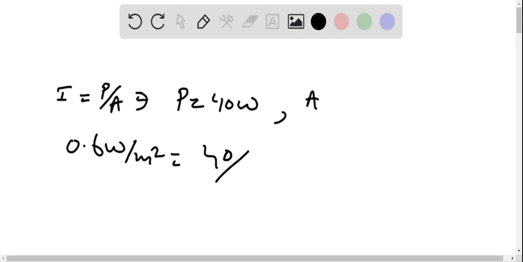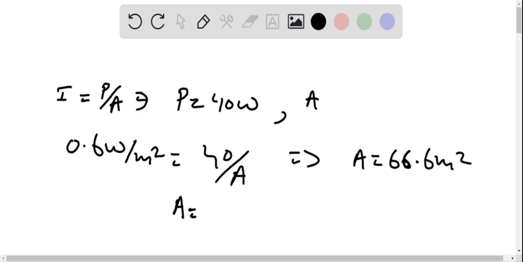Power is 40 divided by area, and the area we get here to be 66.6 meters squared. We might need to create a large collector because the intensity of a sound may vary from day to day depending on the temperature and other factors. So the area needed will be 66.6 meters squared.